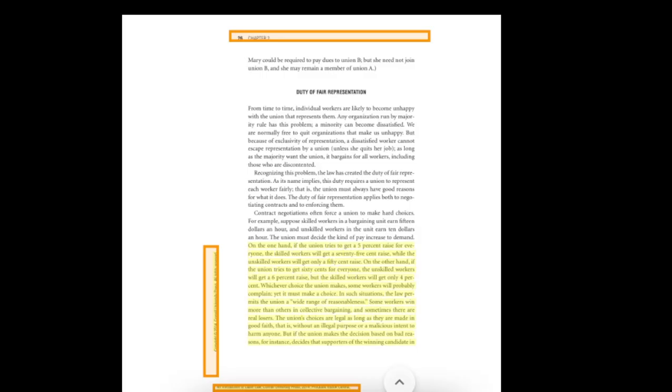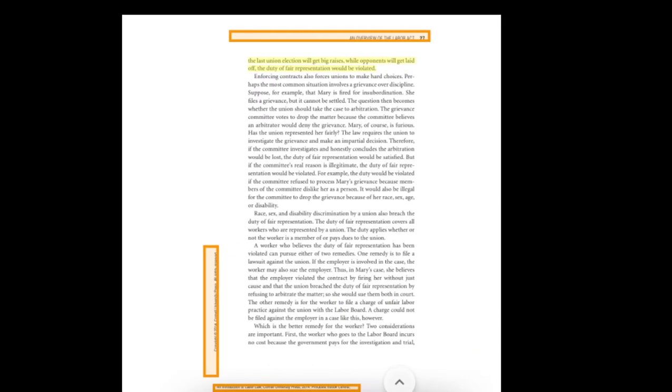But if the union makes the decision based on bad reasons, for instance, decides that supporters of the winning candidate in the last union election will get big raises, while opponents will get laid off, the duty of fair representation would be violated. Enforcing contracts also forces unions to make hard choices.